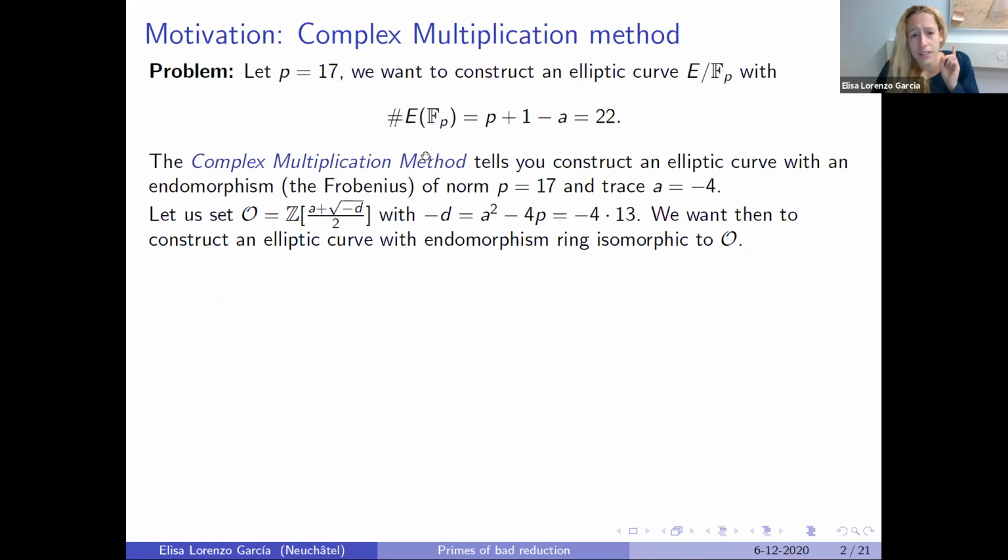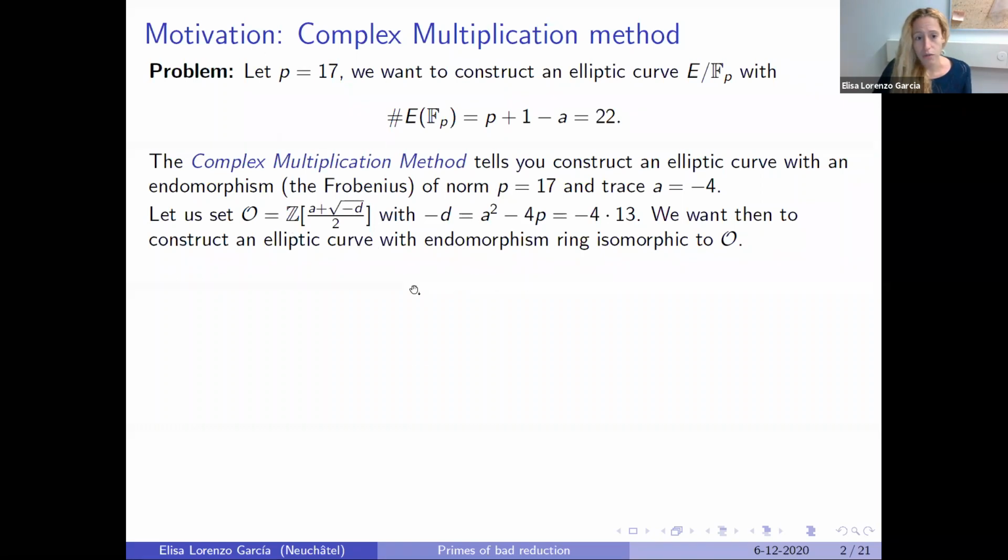So, this is the idea now. We wanted to construct this elliptic curve with this given number of points. Then we decided that this is equivalent to constructing an elliptic curve with an endomorphism with this norm and trace, and that this is equivalent to constructing an elliptic curve with endomorphism ring isomorphic to this order in this imaginary quadratic field. So how do we do this?